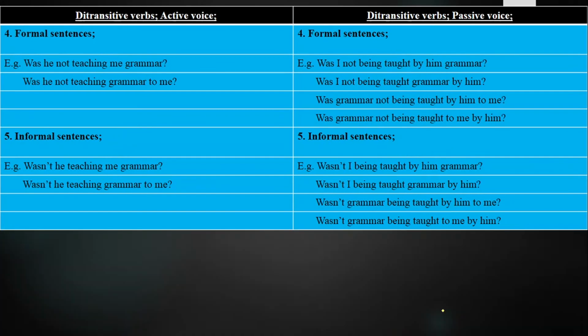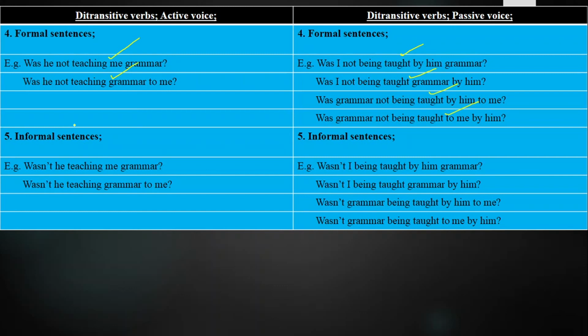Formal and informal sentences we will discuss of ditransitive verbs in past continuous. Was he not teaching me grammar? Was he not teaching grammar to me? Was I not being taught by him grammar? Was I not being taught grammar by him? Was grammar not being taught by him to me? Was grammar not being taught to me by him?